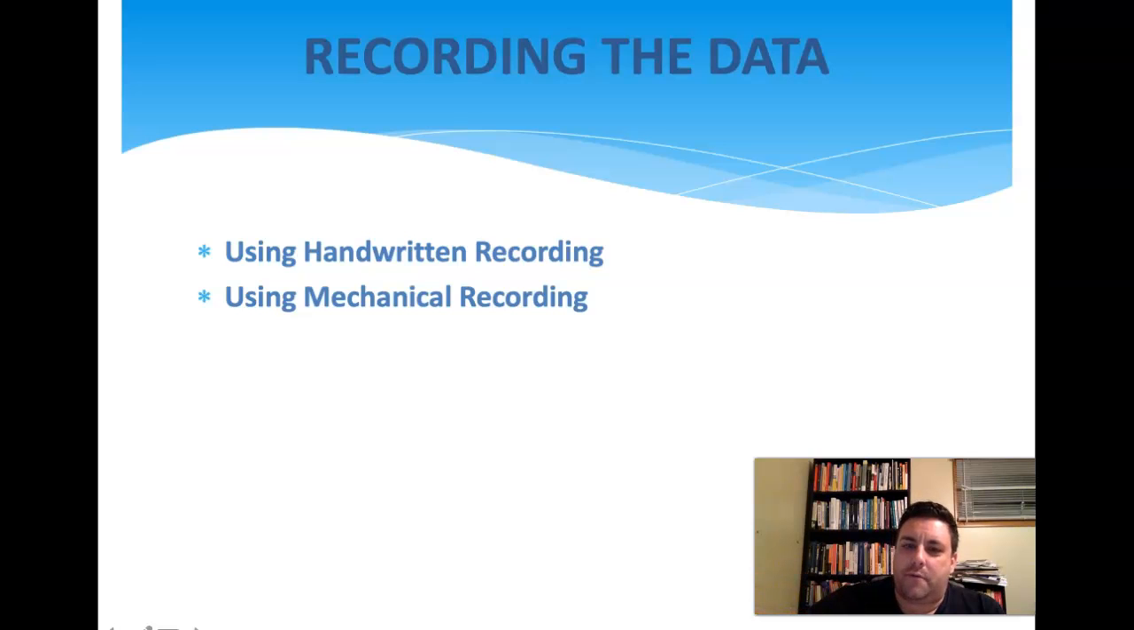So two ways to record. You can handwrite notes. You can use audio recordings. Years ago, we used to use these little tape recorders. Then we moved to these little digital recorders, and then we moved to using recordings on our phones. I've had tapes not record. I've had batteries die.